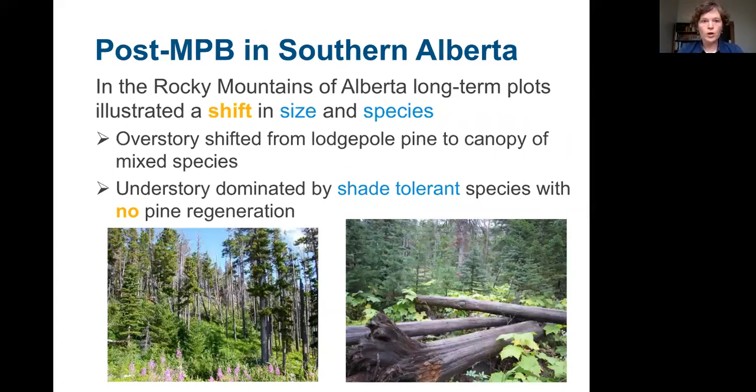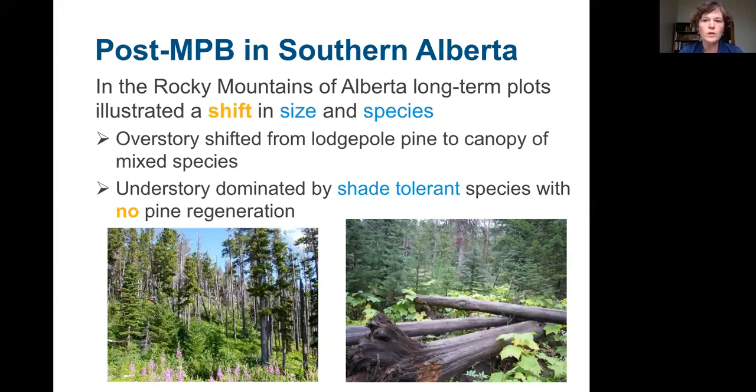Some work I'm working on right now is, again, a nice example of what we can learn when we do longitudinal studies, so long-term studies. This was a set of plots that was established in the Rocky Mountains of Alberta in the early 1980s after a mountain pine beetle outbreak impacted Waterton Lakes National Park. This is in the far southwestern corner of Alberta, and this park borders Glacier National Park in Montana.